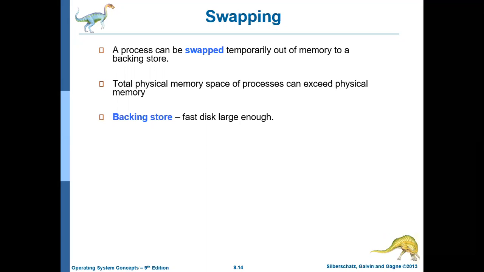By swapping, the degree of multiprogramming can be improved because now the total physical memory space of all processes can exceed the physical memory that is available. The RAM, the main memory, may be limited, but the number of processes that you want to execute may be more than that. That can be done by swapping.